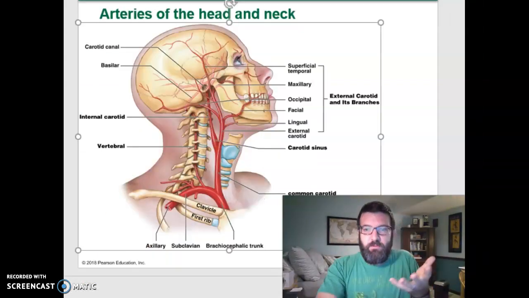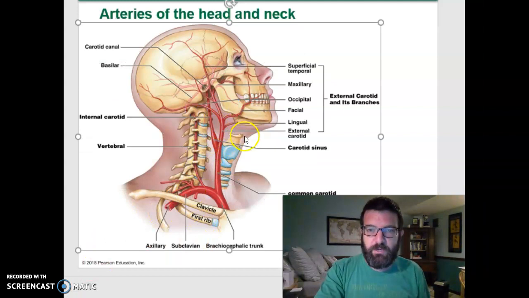Now, if we move up and look a little bit closer where we enter the head, we've got our brachiocephalic trunk here. So this is the right side we're looking at.